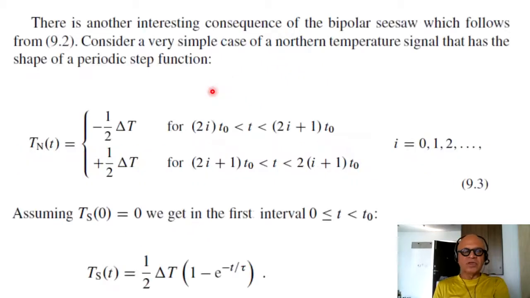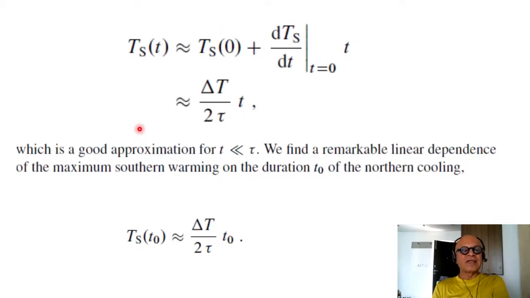How long the northern hemisphere temperature change lasts is a good approximation for the time period, which is much less than the equilibration time. So if you have an equilibration time of multiple thousand years, then within that equilibration time you can still produce these short time scale abrupt changes. We find a remarkable linear dependence of the maximum southern ocean warming on the duration t0 of the northern hemisphere cooling. Okay, so on the time period of change of the delta T in the northern hemisphere, you get a proportional warming.